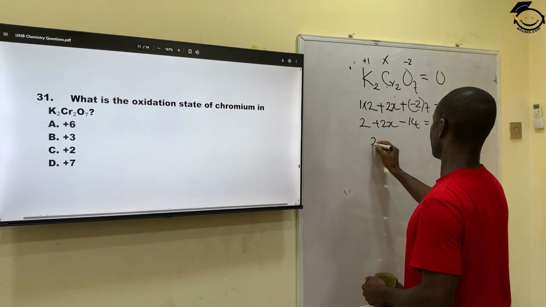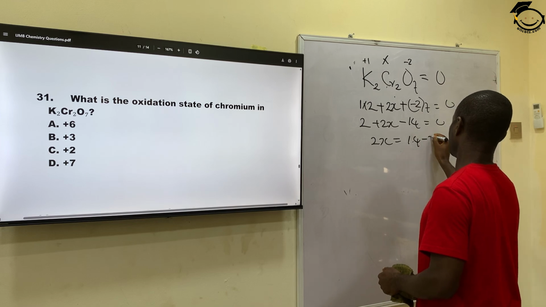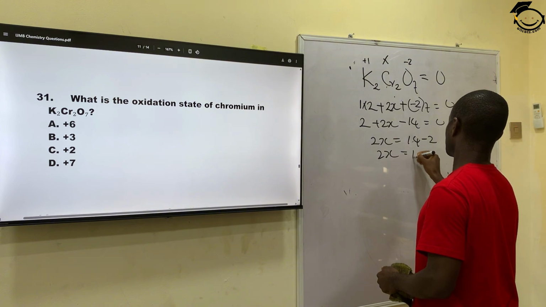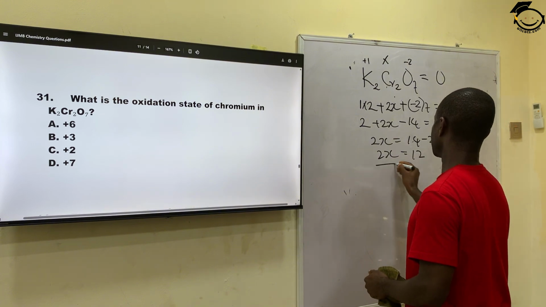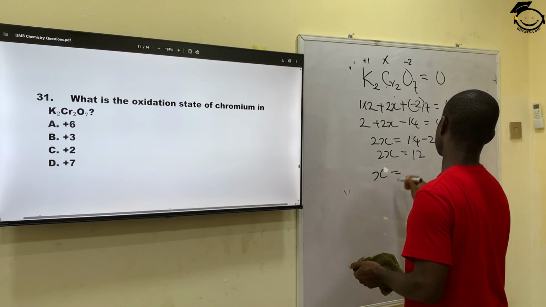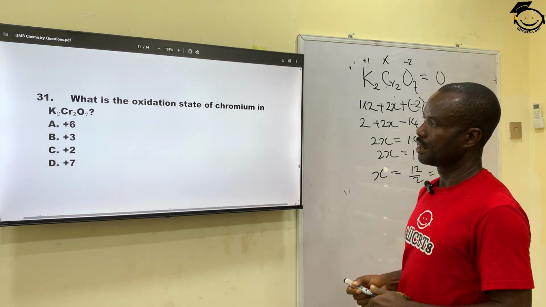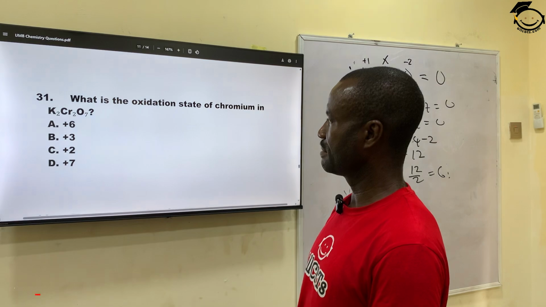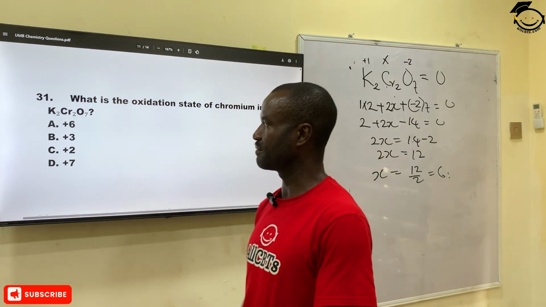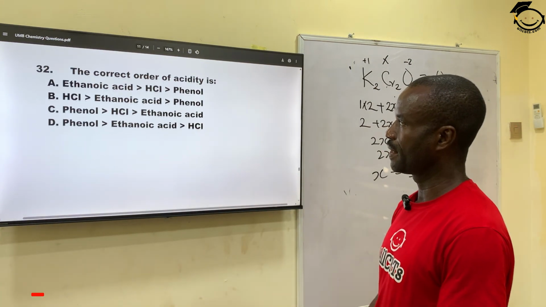Bringing like terms together, we have 2x equals 14 minus 2. 2x equals 12. Then divide both sides by 2: x equals 12 divided by 2, which is 6. So the correct answer is A. The options were A, +6; B, +3; C, +2; and D, +7. The correct answer is A. The oxidation number of chromium is +6.